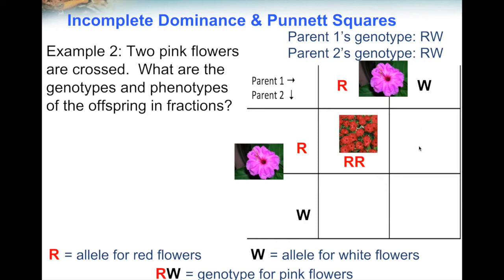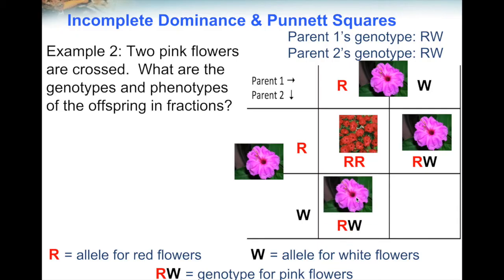Let's take a look at this box. One parent gives the R allele, the other parent gives a W allele, so we have this RW. And remember, this is heterozygous. Why? Because these two alleles or letters are different. And RW, what phenotype or trait does that represent? We said RW represents pink. All right, in this box here, one parent gives an R, one parent gives a W, and again, it's heterozygous. And what color is that? What phenotype is it? It's pink.